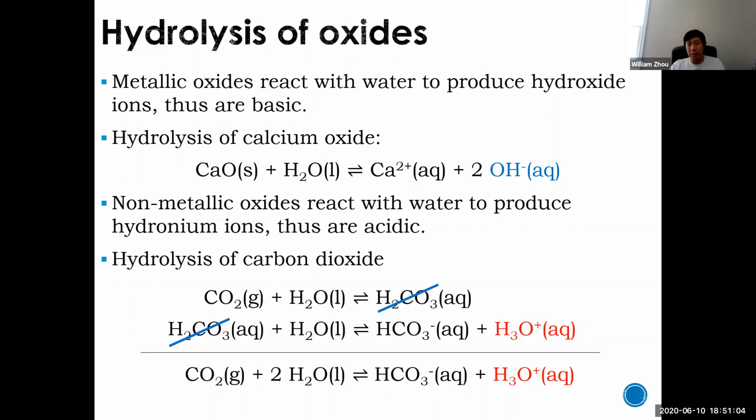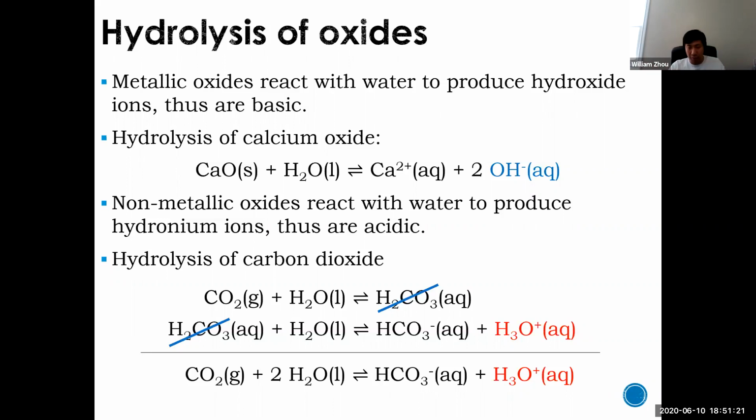All right, so please know that metallic oxides are basic, non-metallic oxides are acidic. That's just a rule of thumb that is true all the time. We good?